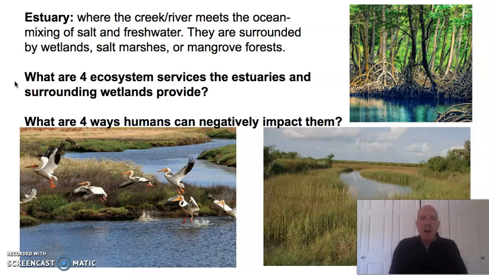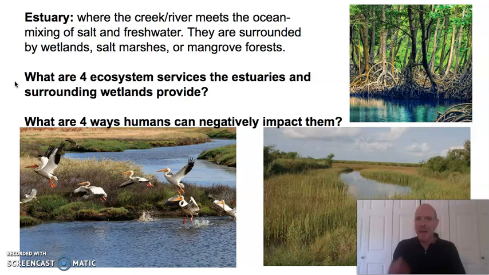And so an ecosystem service is something that affects people, something the environment's doing for people. And so we can talk about food webs and things like that, as long as we relate it to people. And so what are 4 ecosystem services the estuaries and the surrounding wetlands provide? And then actually don't hit pause yet. Second question, what are 4 ways humans can negatively impact an estuary or the surrounding wetlands? So go ahead and hit pause and see what you can come up with on your own.